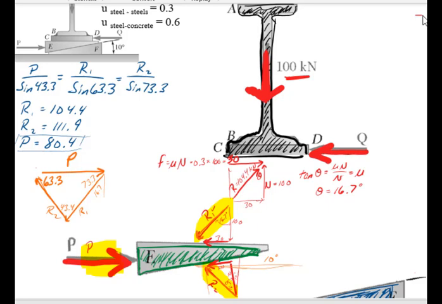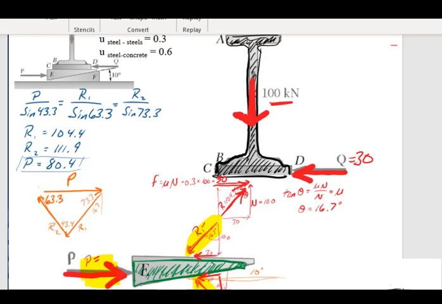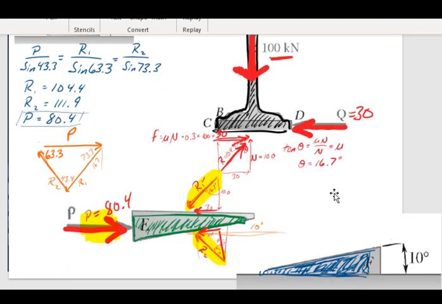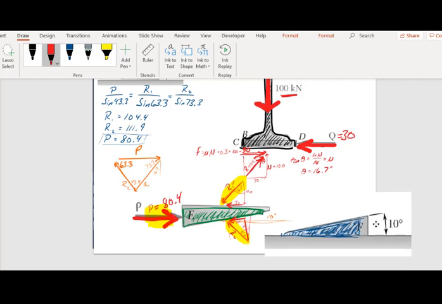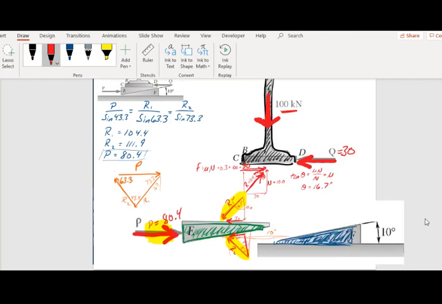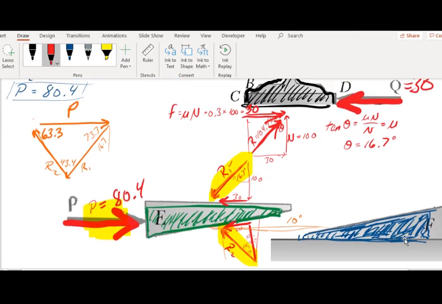Putting in the last forces here, Q is going to be that 30 pushing against it, and our force P was 80, so you can think about the mechanical advantage there. You can push that wedge with 80 kilonewtons and lift 100 kilonewtons. So that's the advantage of that wedge. The friction takes away some of that mechanical advantage, takes away a lot of it.